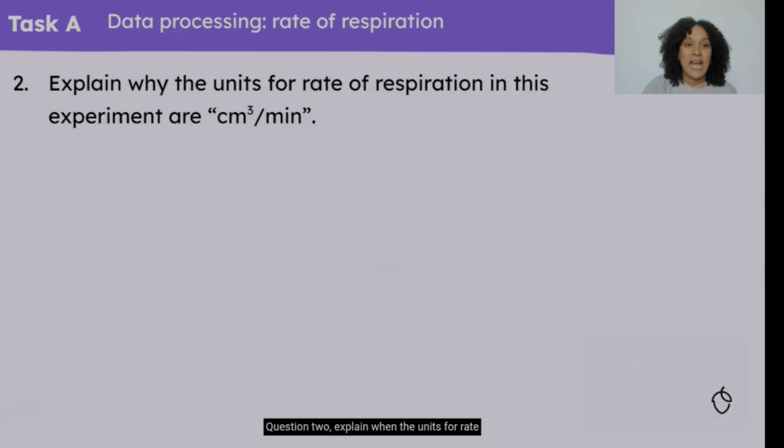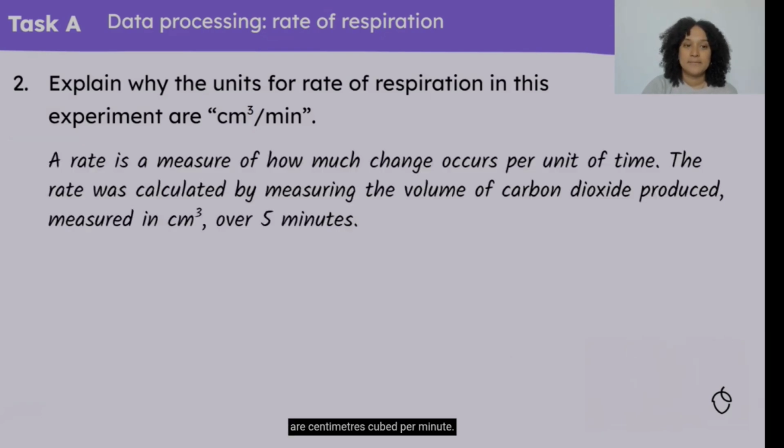Question 2. Explain why the units for rate of respiration in this experiment are centimeters cubed per minute. A rate is a measure of how much change occurs per unit of time. The rate was calculated by measuring the volume of carbon dioxide produced, measured in centimeters cubed, over 5 minutes.